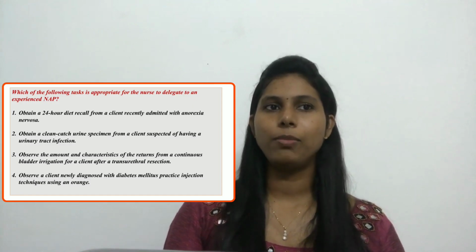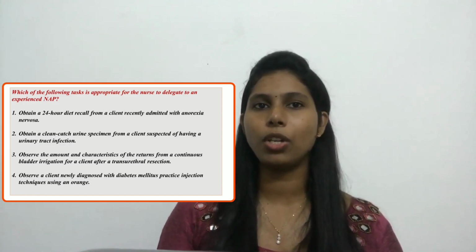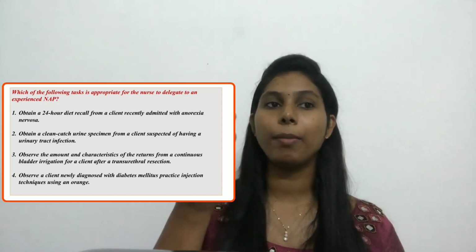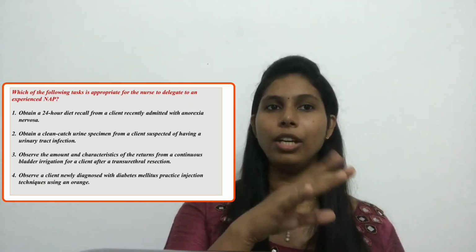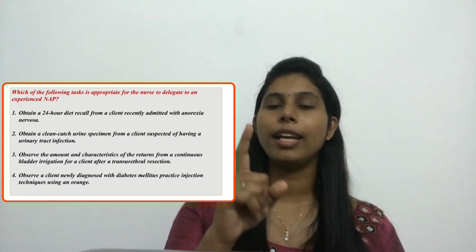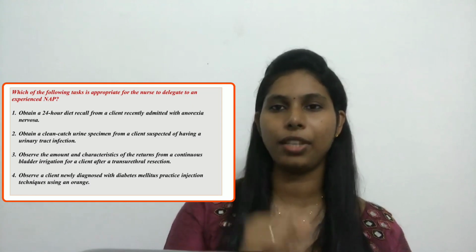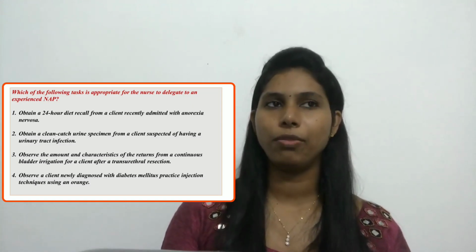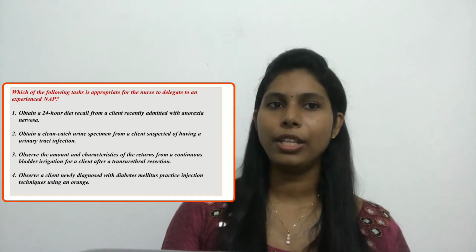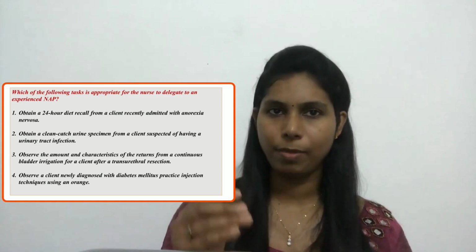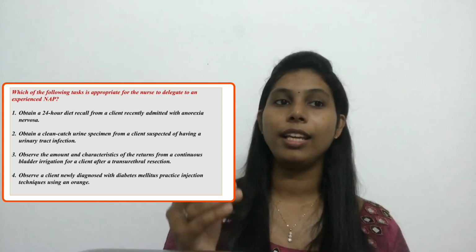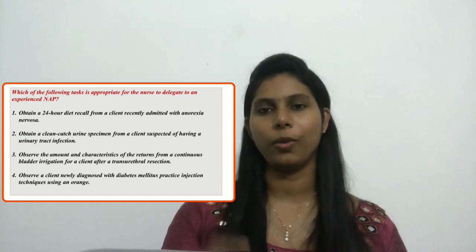Then option 3, observe the amount and characteristics of the returns from a continuous bladder irrigation for a client after a transurethral resection. Option 4, observe a client newly diagnosed with diabetes mellitus practice injection techniques using an orange.